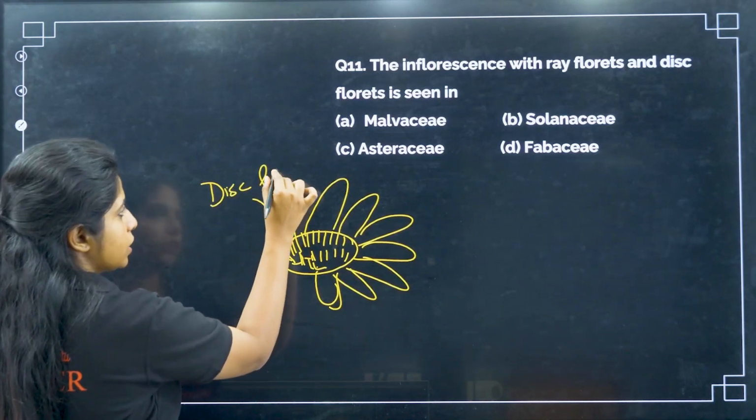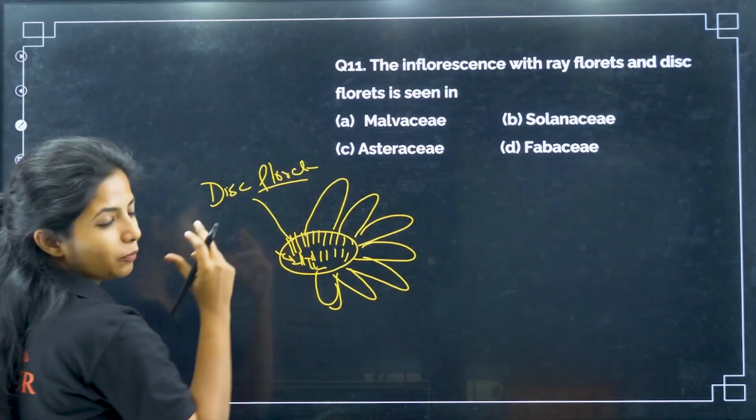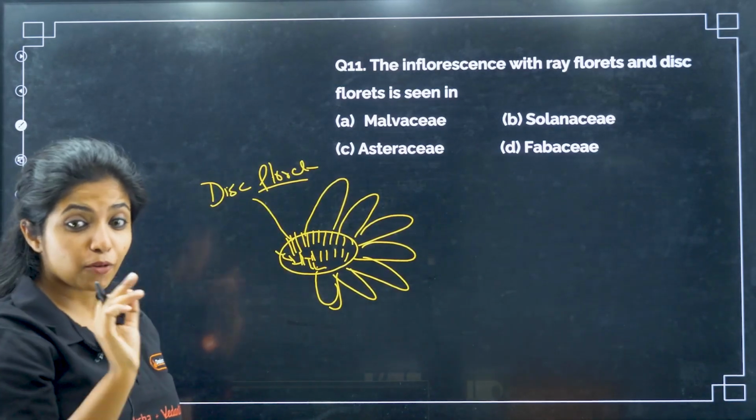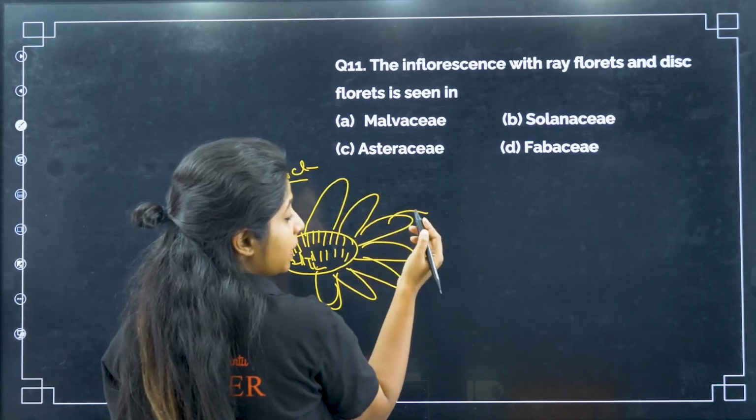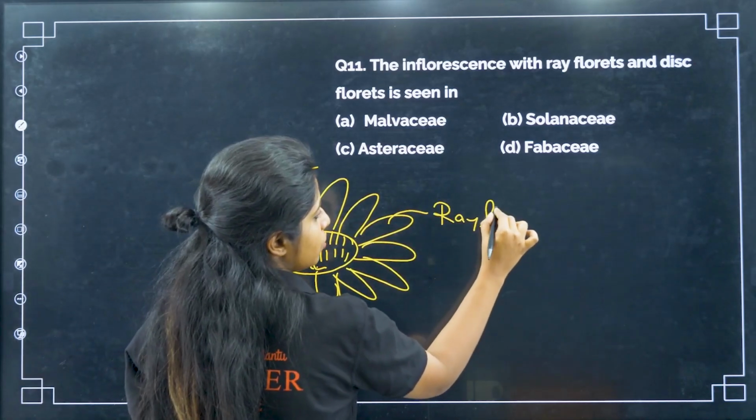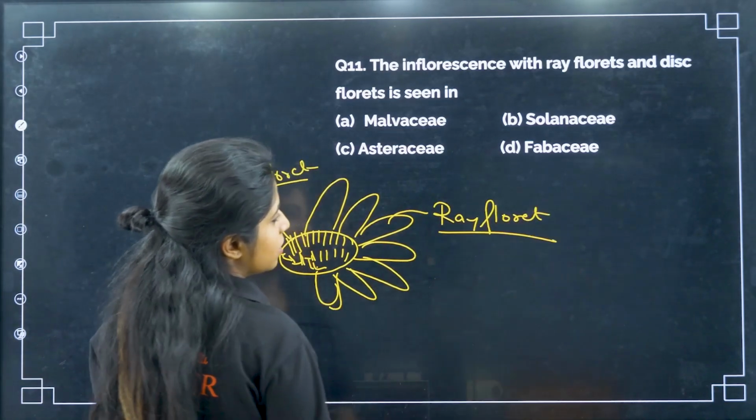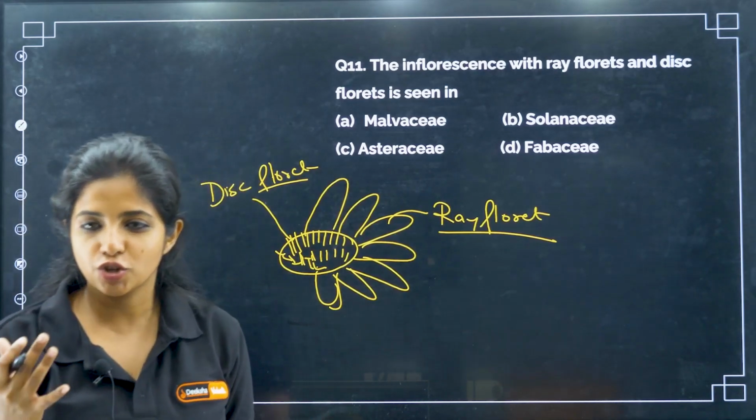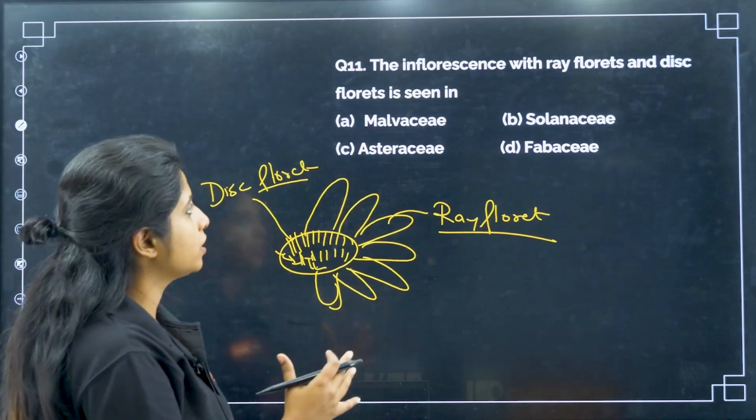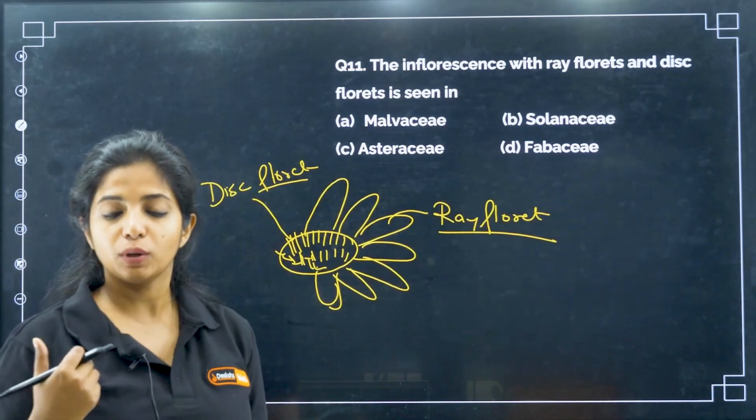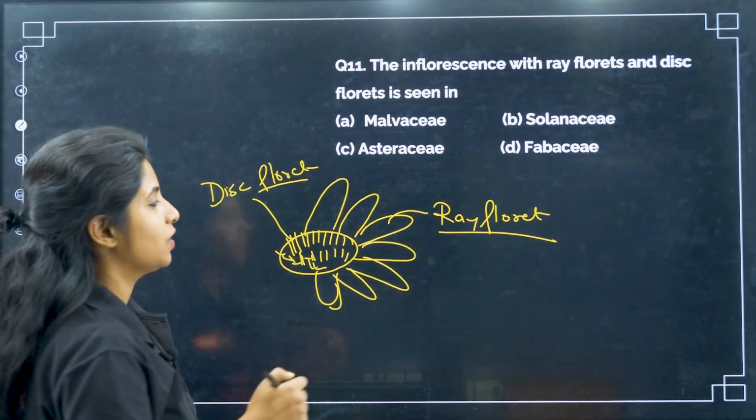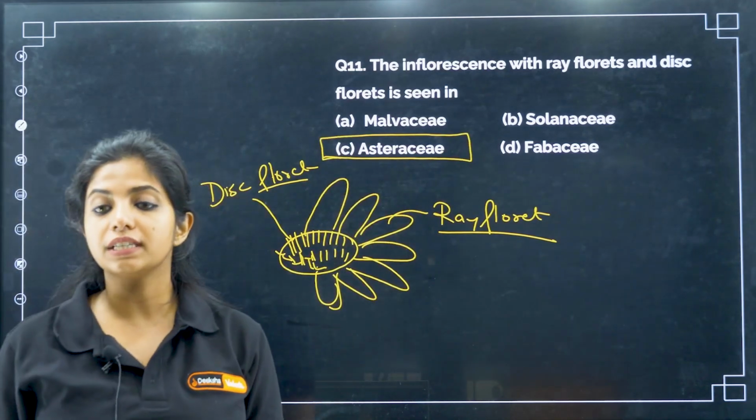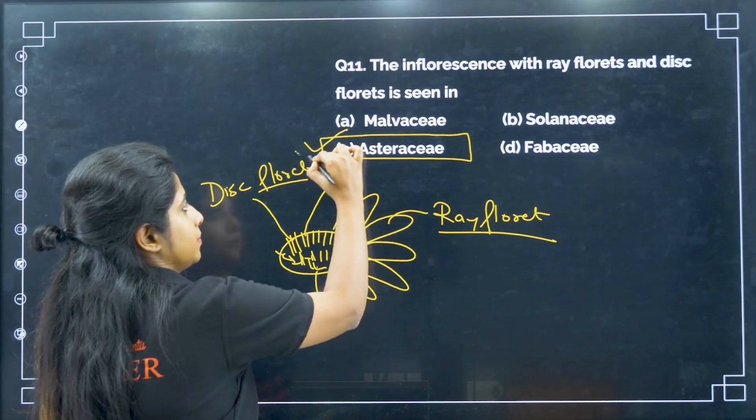It is the disc floret, which is the floral parts on the disc, my dear children. If you see properly, you will be able to find it. And this petal-like thing that you see over here, they are known as ray florets. So where do you see them? Sunflower is a part of which group, my dear children? Malvaceae family, Solanaceae family, Asteraceae family, or Fabaceae family? Your answer is Asteraceae. So you find ray florets and disc florets in Asteraceae.